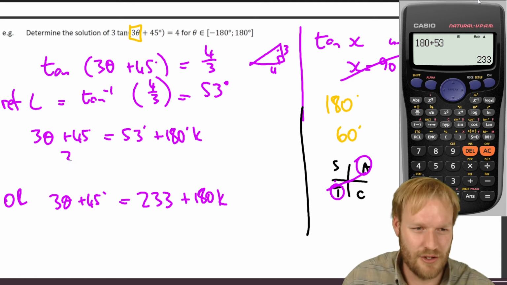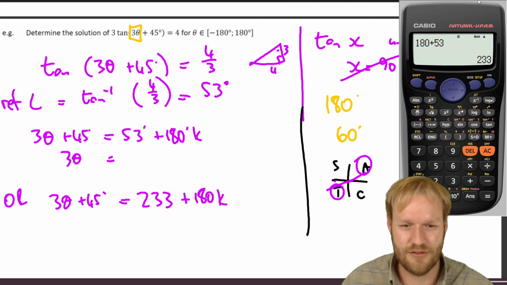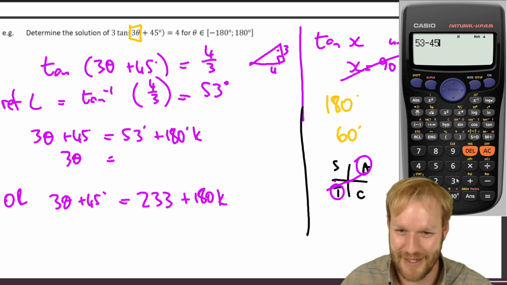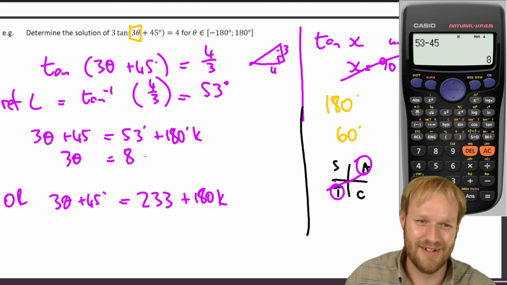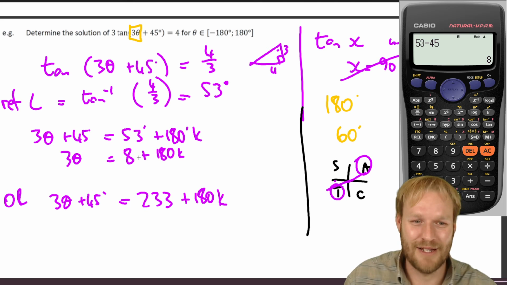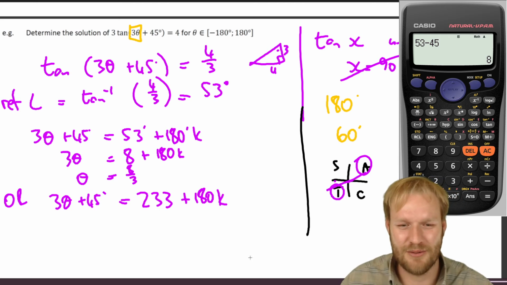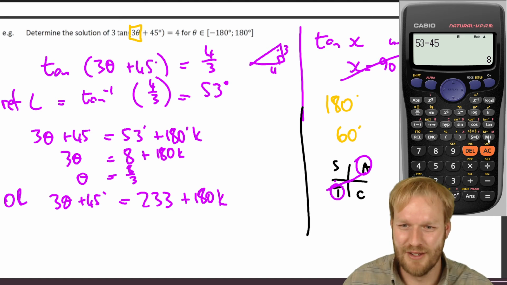So here we can go 3 theta equals, subtract 45, with the beloved calculator, minus 45, 8. I know, slow maths today. Plus 180k. So theta equals 8 over 3. I don't know if it's worthwhile doing it as a decimal. We're probably going to do it as a decimal anyway.